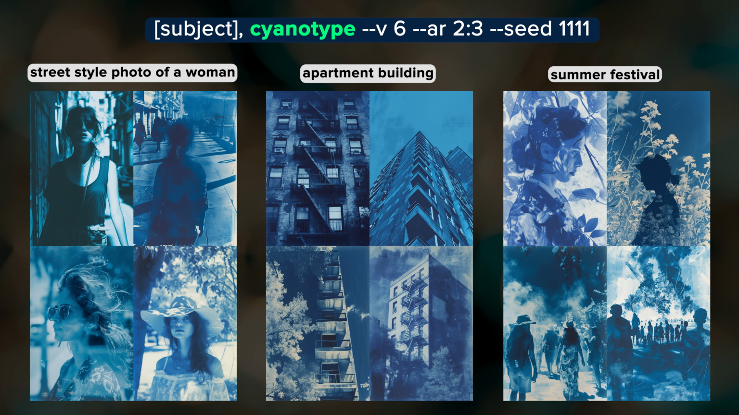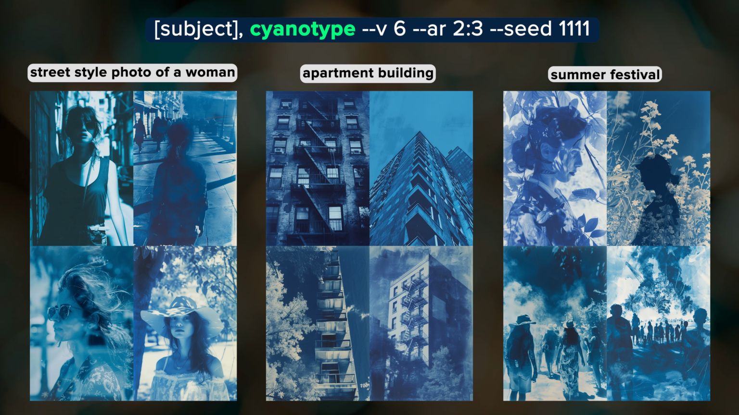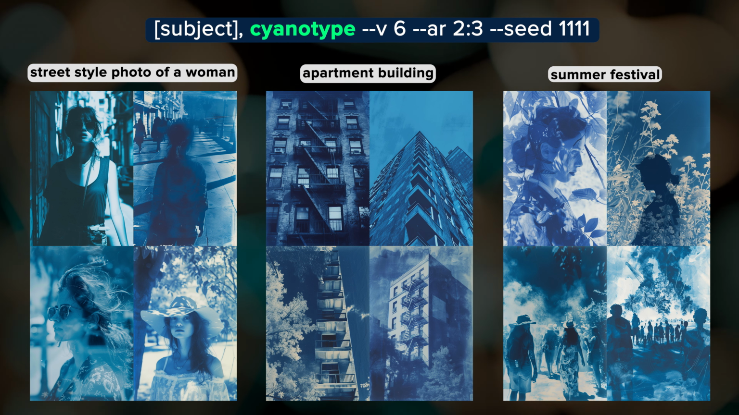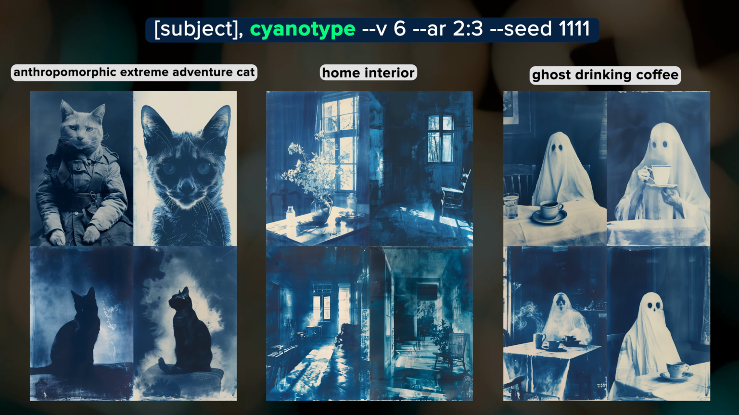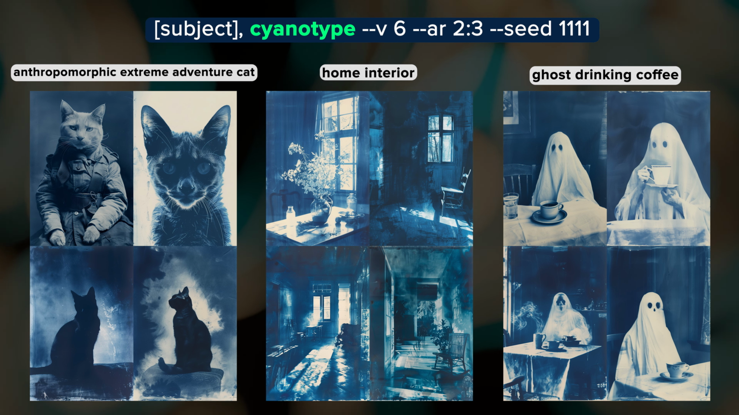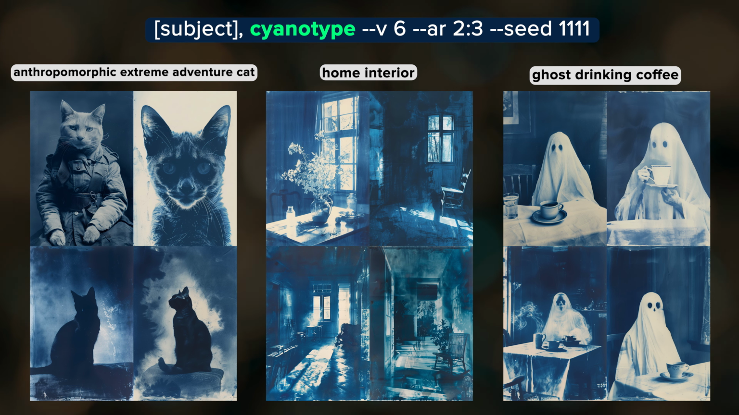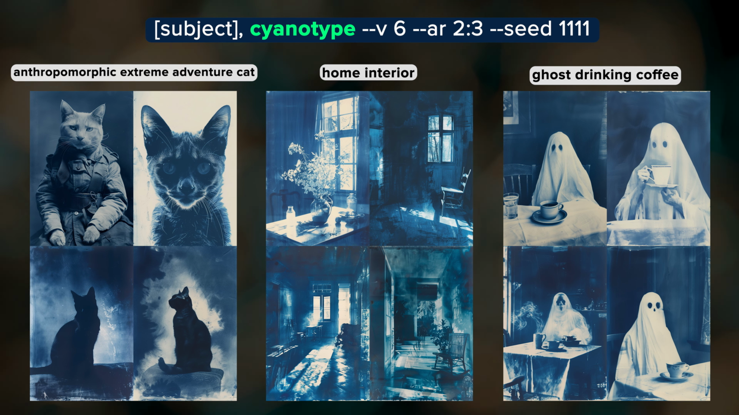Even though it's an older printing process, the word cyanotype doesn't seem to introduce the older clothing styles or 19th century buildings like we saw with daguerreotype in the previous video. Only one of our cats turned out anthropomorphic and he doesn't look too happy. It's hard to pick out some of the details in the home interior and ghost images, but they all share those deep blue tones and a distressed and slightly grungy look.